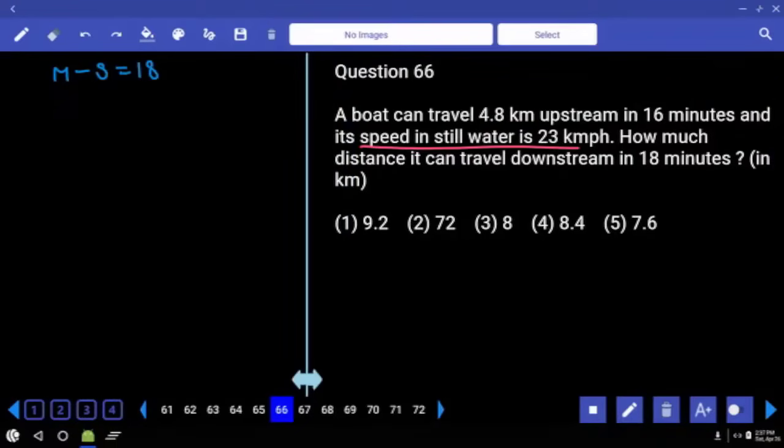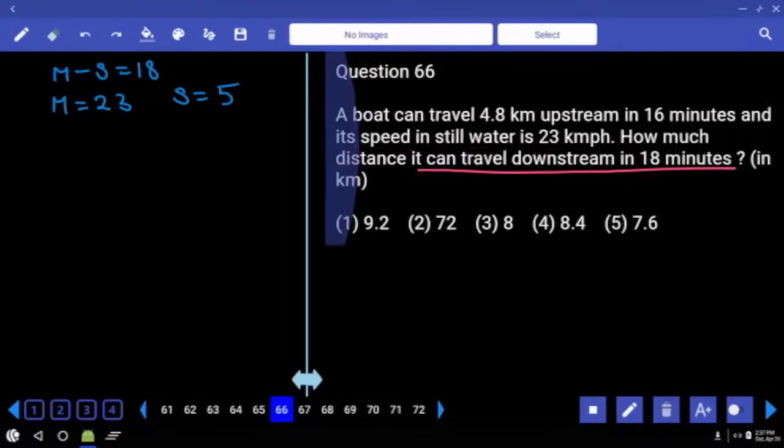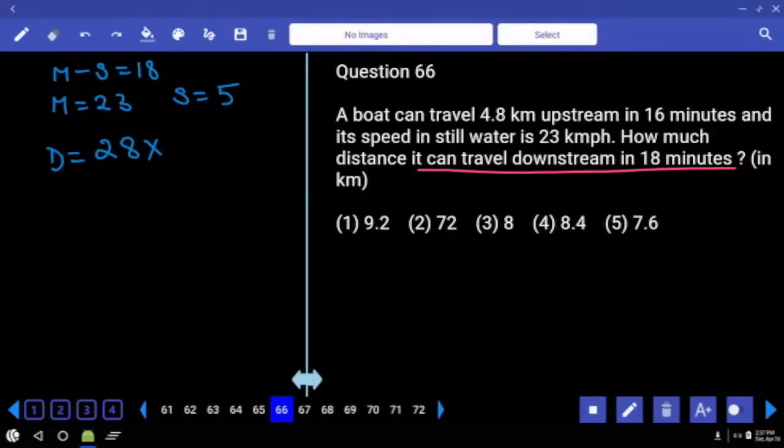Speed of the boat in still water is 23. M is equal to 23. From that, S is equal to 5. That is what we can conclude. How much distance can it travel downstream in 18 minutes? Distance to be traveled downstream, M plus S, 28 into time, 18 minutes converts to hours by 60. 6 3 times, 6 10 times, 28 3 times, 84 by 10, 8.4.